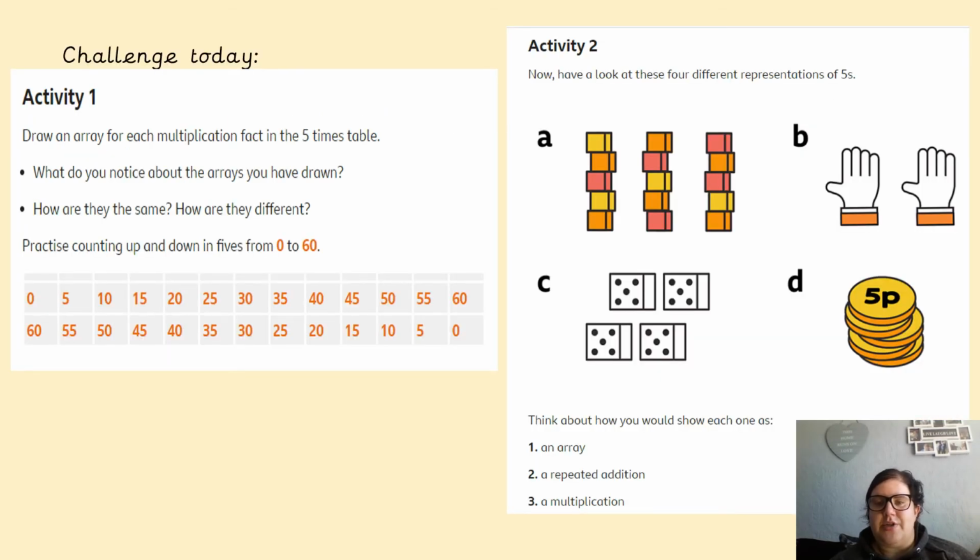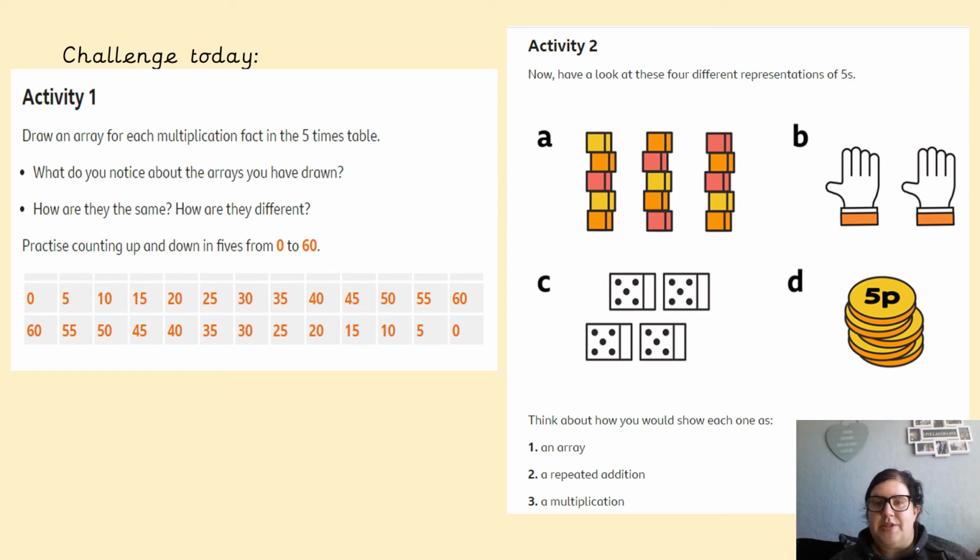Okay, so here's your challenge today. So 2 challenges, and they'll be quite easy for you to do, promise. So activity 1, draw an array for each multiplication fact in the 5 times table. I'm quite happy for you to select a few and draw an array for those. You don't have to do all 12. So what do you notice about the arrays that you've drawn? How are they the same? How are they different? And then practice counting up and down in fives from 0 to 60.